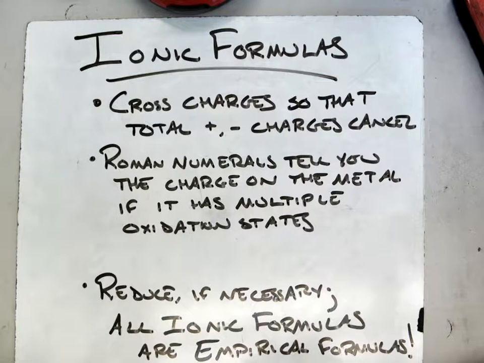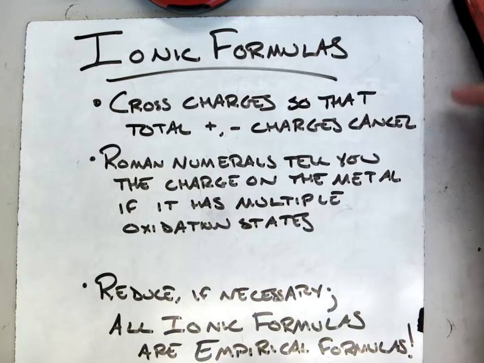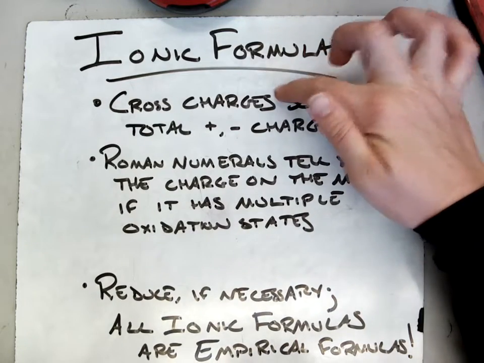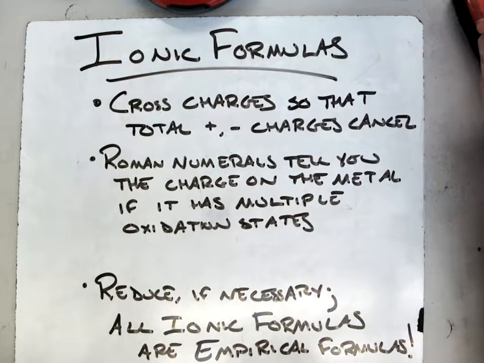We need to cross the charges so that the total positive and negative charges cancel out. Now, if the charges already cancel out, that means you just need one of each ion. So you just write the formula with one of each ion. But if they don't already cancel out, you're going to cross the charges. You're going to cross the numbers down, not the little plus and minus signs.